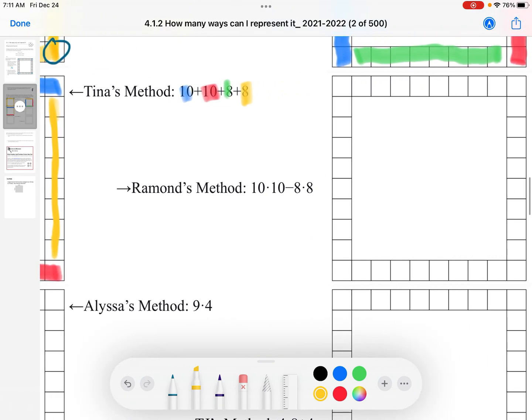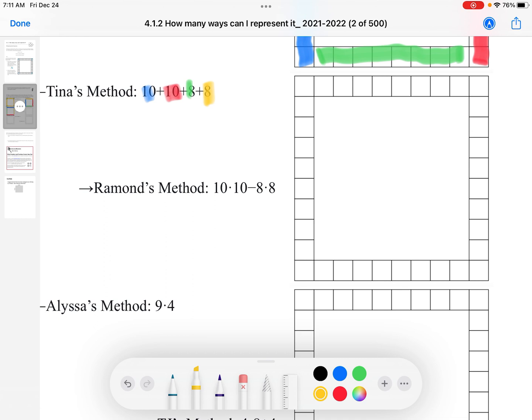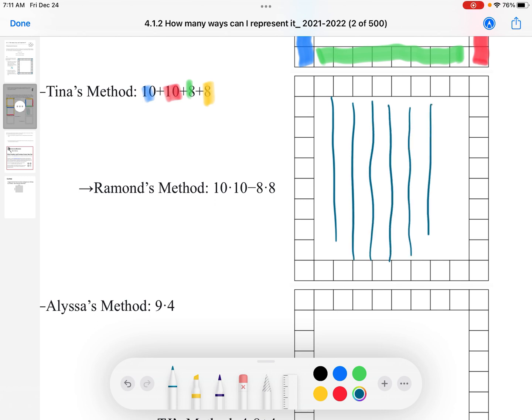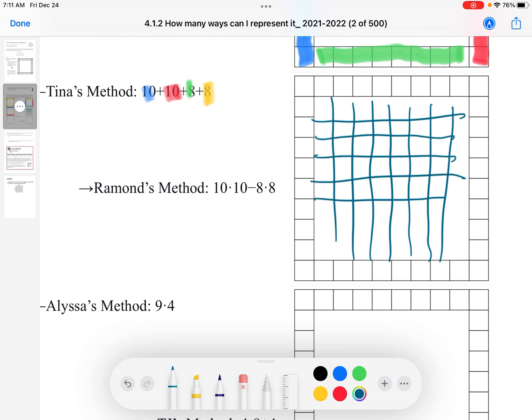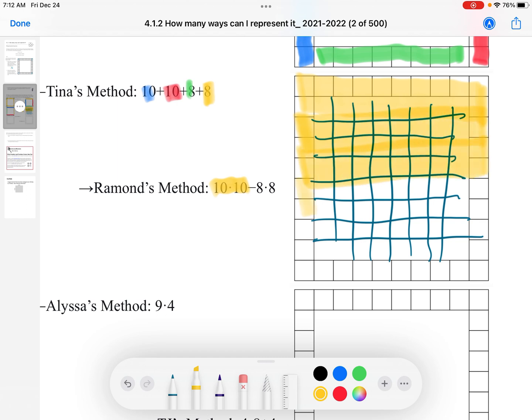Raymond has 10 times 10 minus 8 times 8. Woo! That's a tough one. How do we do that? 10 times 10. Well, what Raymond is doing is looking at this as an area problem. And what Raymond is doing when he does a 10 by 10 is he is counting all of the tiles. So Raymond with 10 by 10 is saying, I am counting all of this by saying 10 by 10, which is 100, right?